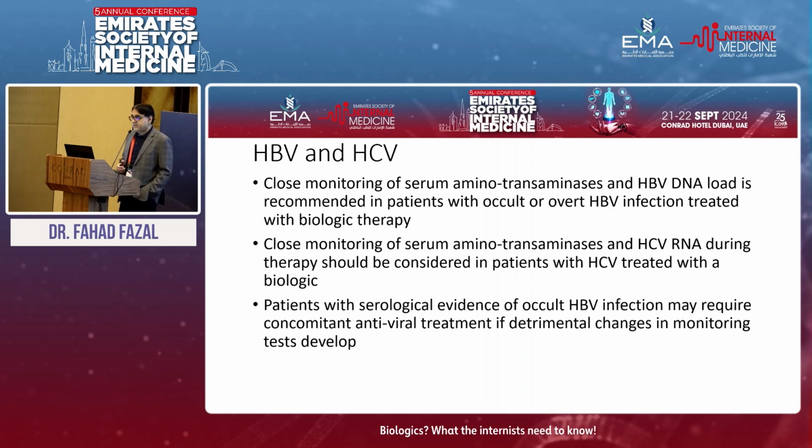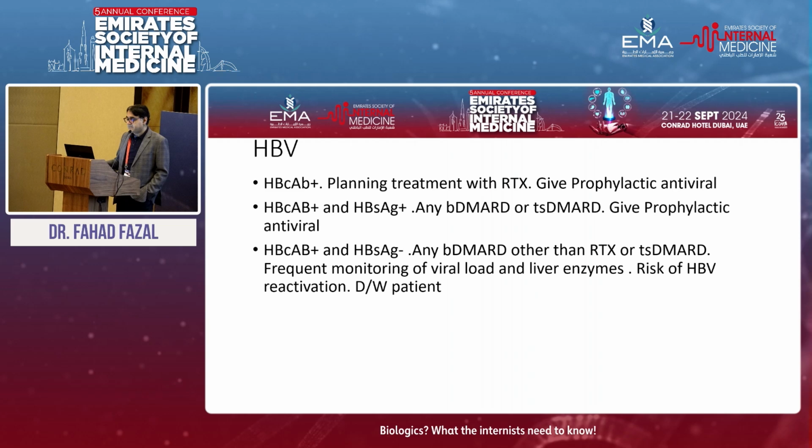So what about hepatitis B and C infections? Close monitoring of the liver enzymes and hepatitis B viral load is recommended in patients with occult or overt HBV infection while on biologic therapy. And the same is for HCV infection. And patients who have evidence of occult HBV infection may require concomitant antiviral treatment if detrimental changes in monitoring tests develop. So these are the current recommendations for hepatitis B infection.